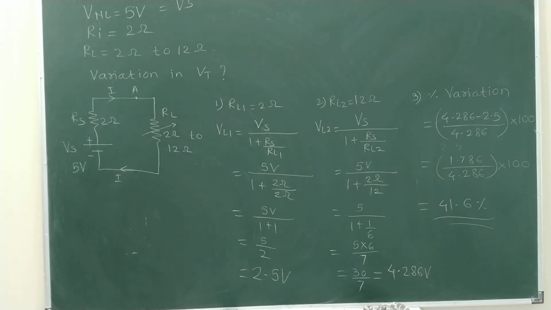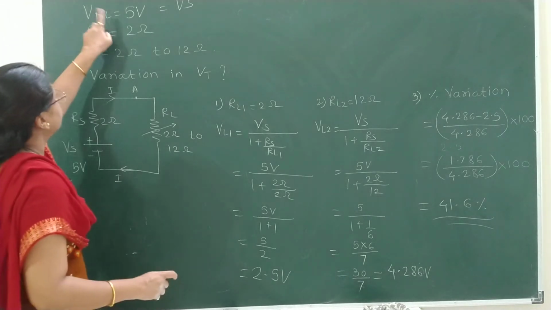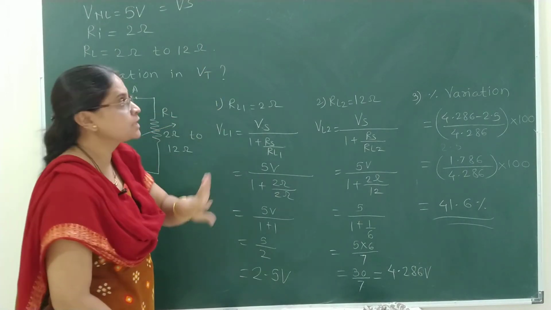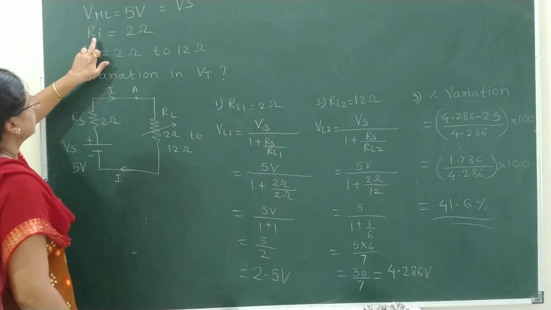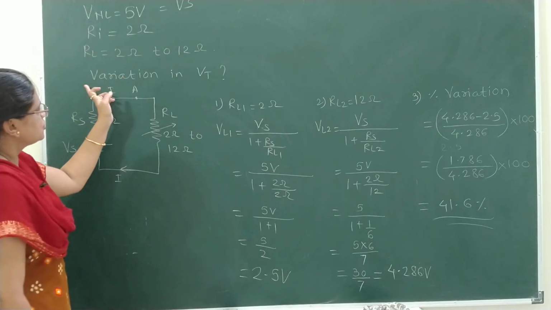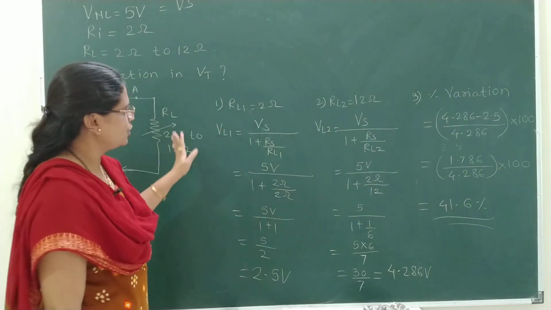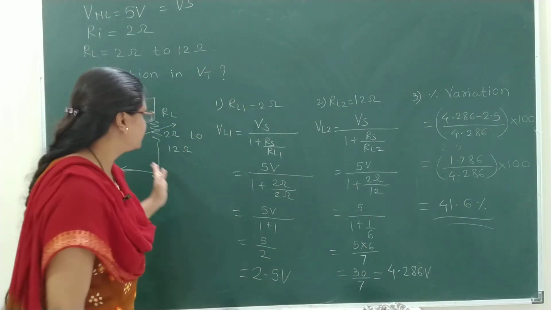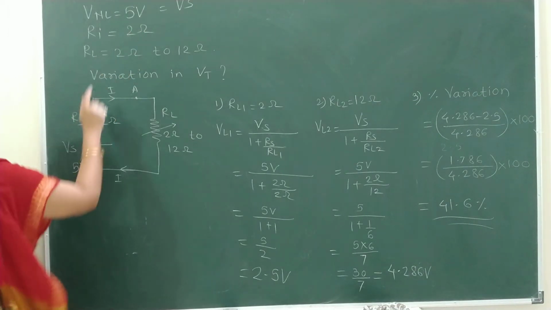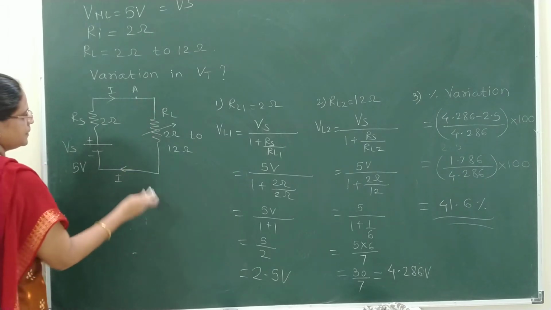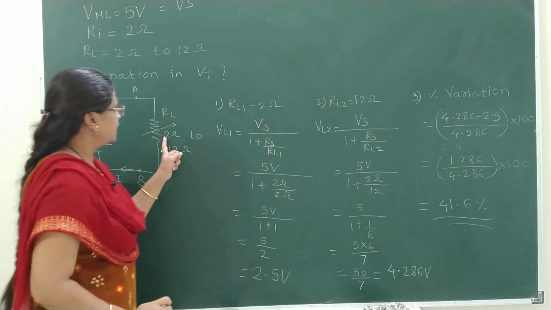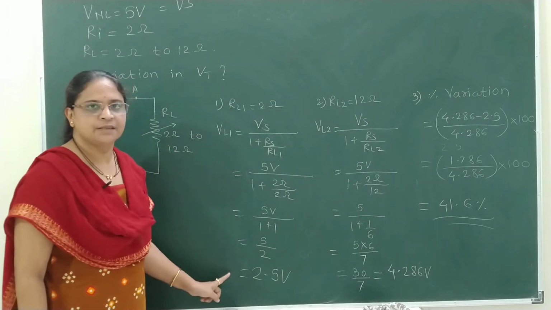VNL is given as 5 volt. VNL, no load voltage, means it is the source voltage, electromotive force, as VOC, open circuit voltage. So that is 5 volt. Internal resistance is 2 ohm. RL varies from 2 ohm to 12 ohm. So find the variation in the terminal voltage. Already we have solved such type of calculation. So here it is Rs in series with source voltage 5 volt, Rs 2 ohm across AB terminals. RL of varying nature is connected. So dependent on the variation, let's calculate the VL.